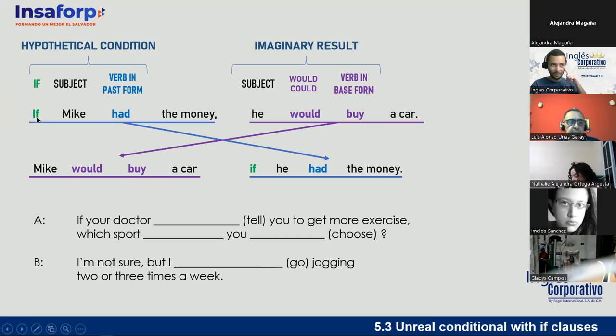When you say if, the next part is in past simple. If so, your doctor had told you, that's past perfect, not past simple. It's a different verb tense. What is the past of tell? Told. So if your doctor told you to get more exercise, which is a sport.